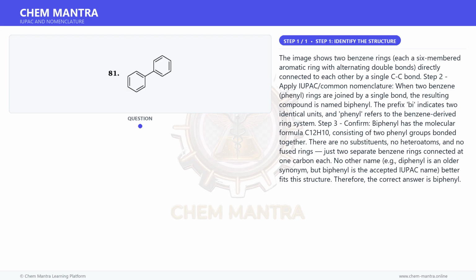Step 3. Confirm. Biphenyl has the molecular formula C12H10, consisting of two phenyl groups bonded together. There are no substituents, no heteroatoms, and no fused rings, just two separate benzene rings connected at one carbon each. No other name fits better. For example, diphenyl is an older synonym, but biphenyl is the accepted IUPAC name and better fits this structure.